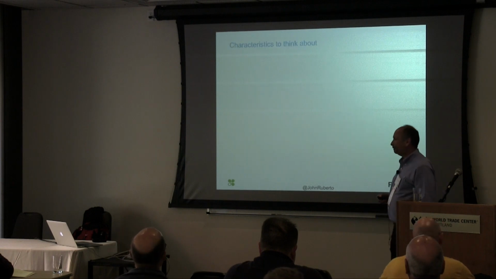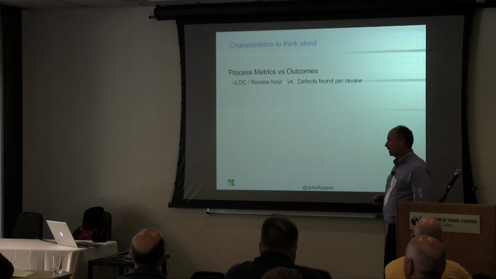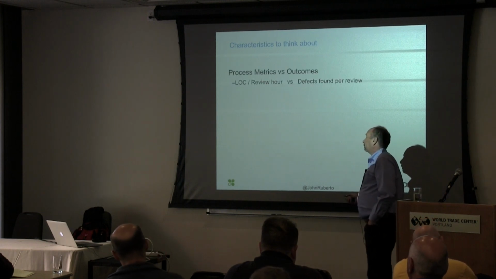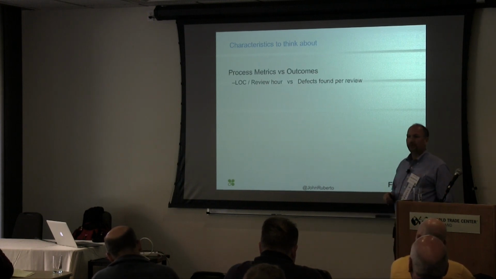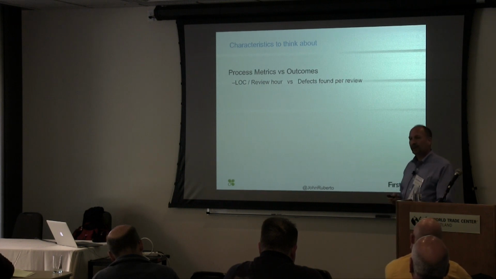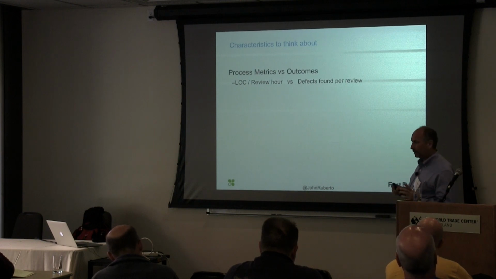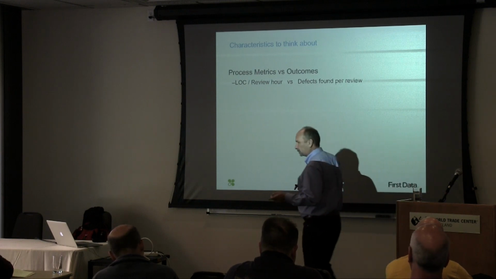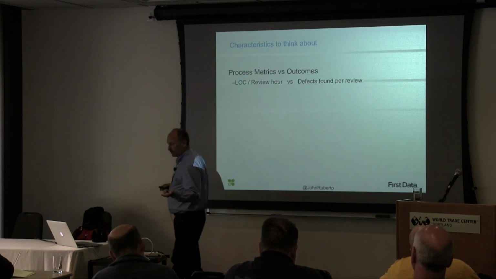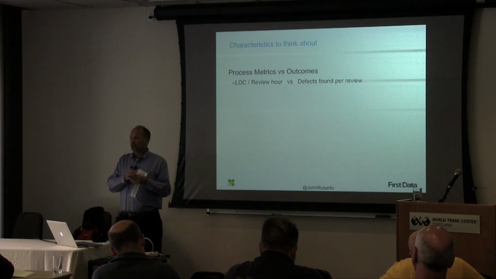All right, so here are some things to think about as you do this yourself. One is process metrics versus outcomes. So I want to give you an example. If we were trying to measure how good we are at code review, a couple of thoughts on metrics. One could be, let's look at the lines of code reviewed per hour. We did this in one company I worked at.